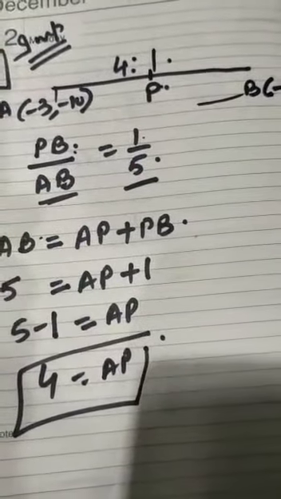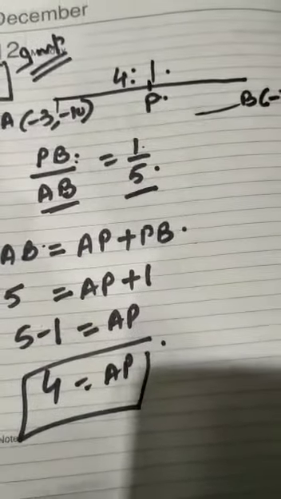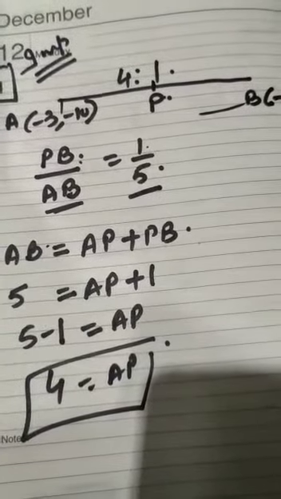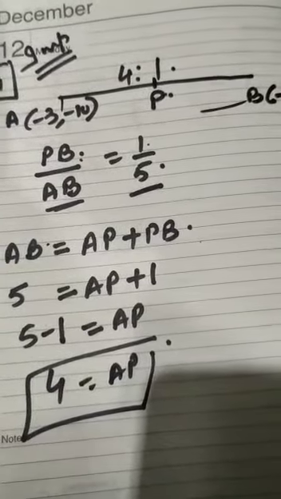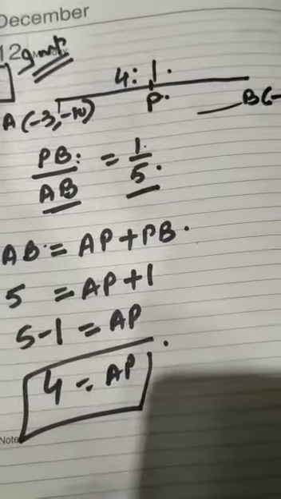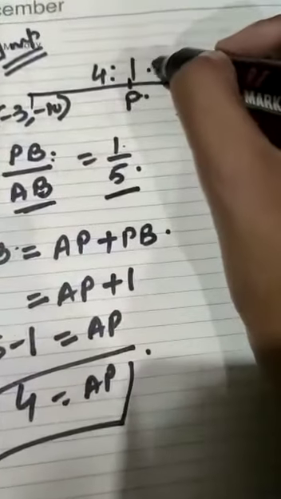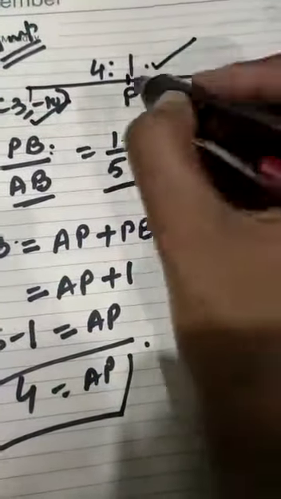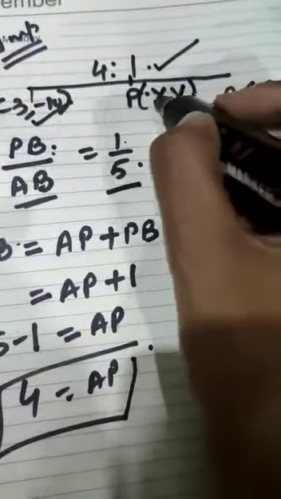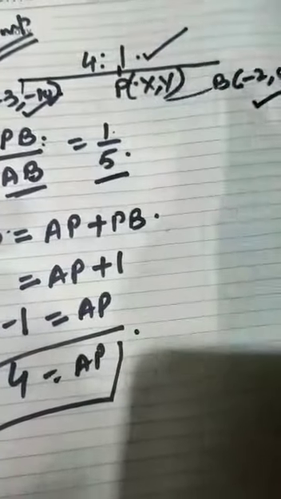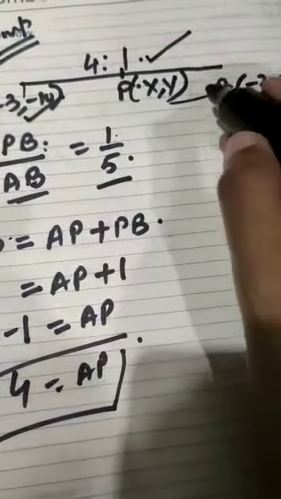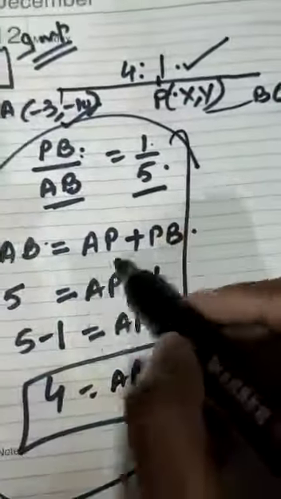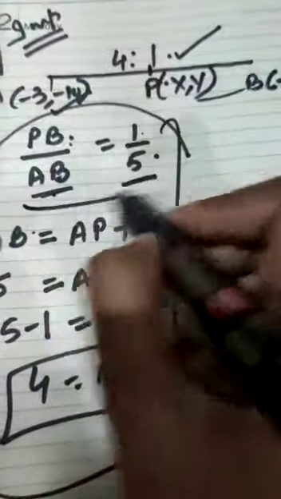PB upon AB is given as 1/5. So how will you get AP? AB is AP plus PB. AB is given as 5, PB as 1, so 5 minus 1, 4 is equal to AP. Now we have the ratio 4:1. We have the coordinates of A, we have the coordinates of B, so we can find the coordinates of P by using the section formula. But the difference here is that you have to find the ratio by using this value.